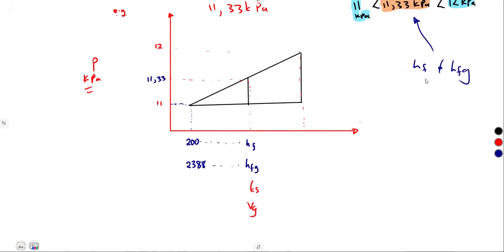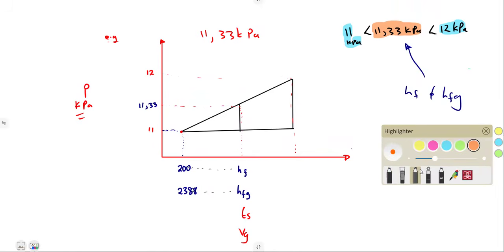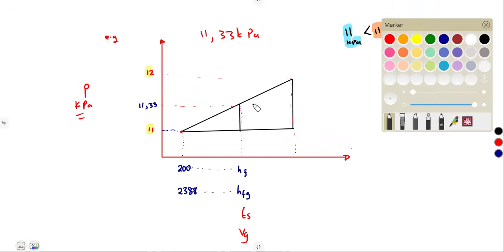But in our case, I just want to focus on HF and HFG. So let us move on to another one. We are focusing on what we have. Remember, 11 and 12 are the ones that we have from our steam table. So you focus on 11 and 12. For 12, you do the same thing.